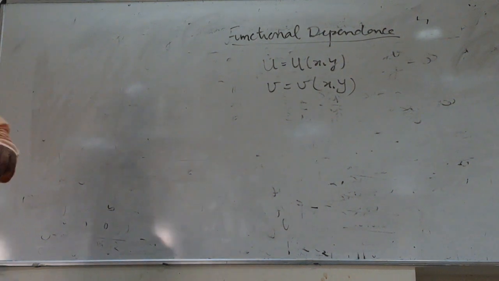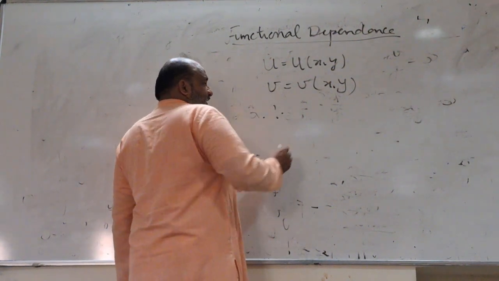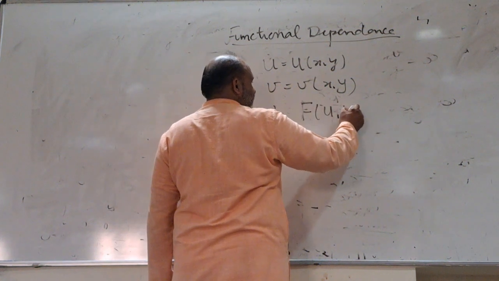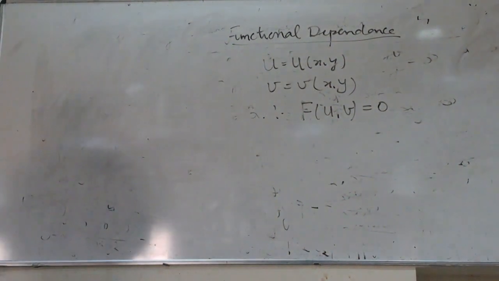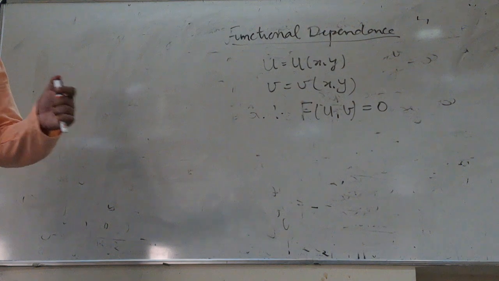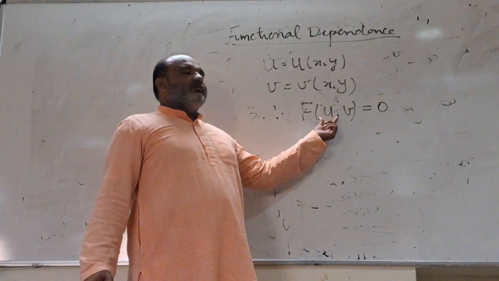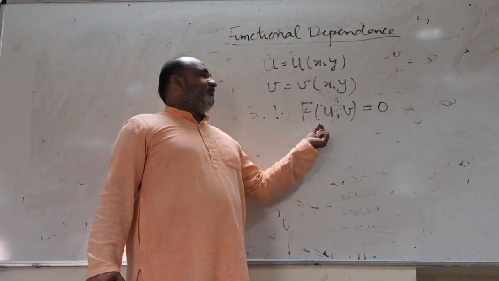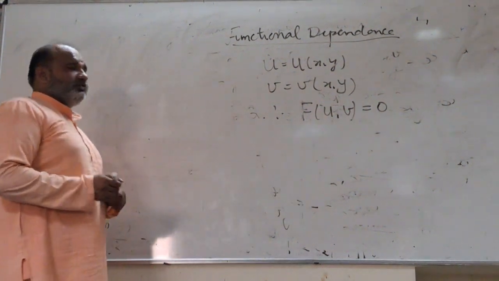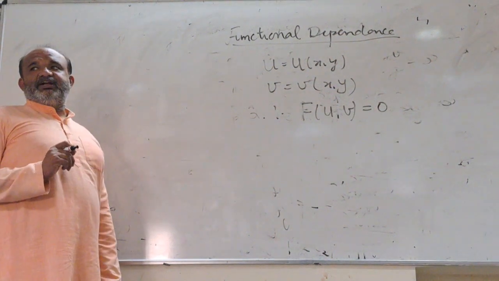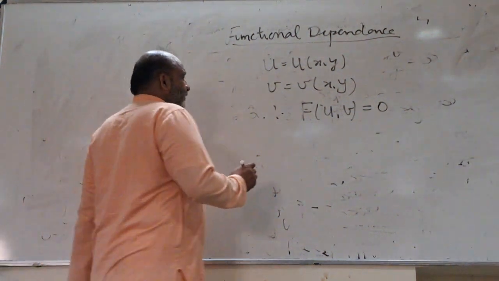How? Let me explain. What is the question? Whether a relationship between u and v exists or not. Let me say there is a functional relationship between u and v denoted by capital F. So there is a relationship between u and v. Now what should I do? Let me differentiate it with respect to x and y partially. So what will happen?